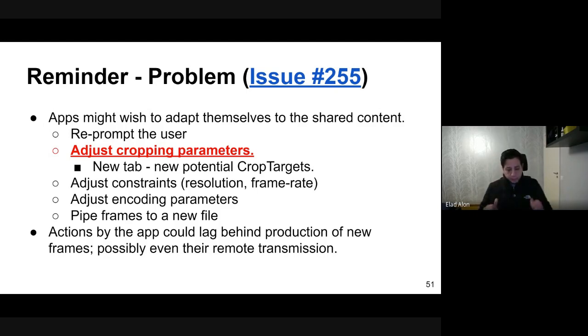Now, the problem is that even if you get events when that happens, which you might get through capture handle, it might be too late to respond to those events because frames might already be on the wire by the time you handle the event. And there is no way that using events alone you could ever be fast enough. So what I'm suggesting here is a mechanism for auto-pausing the track whenever something relevant happens.